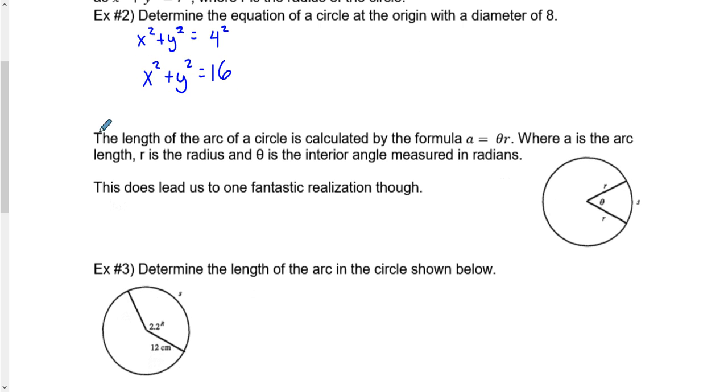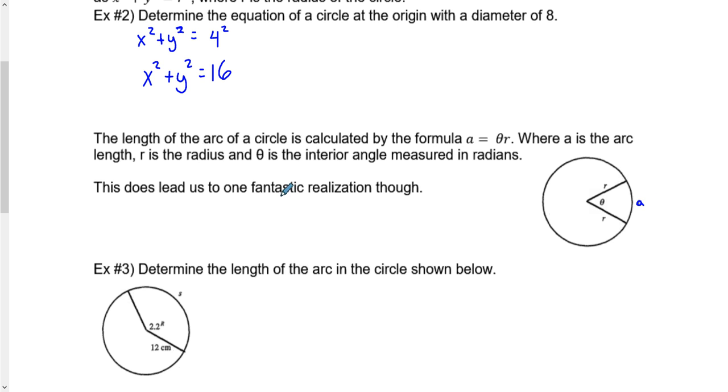New little bit: the length of an arc of a circle is calculated by the formula A equals theta r, where A is the arc length, r is the radius, and theta is the interior angle measured in radians. It says S, but it should say A.